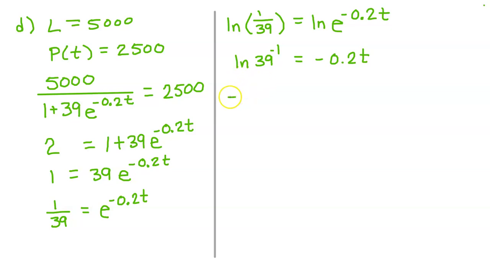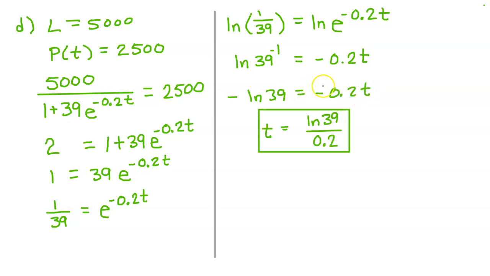So this would be the same as negative natural log 39 is equal to negative 0.2t. Dividing both sides by negative 0.2 gives us t equals natural log 39 over 0.2. And if you don't have access to a calculator, then this is the final answer. If this shows up on the calculator active part of the test, you'll put t equals 18.318.